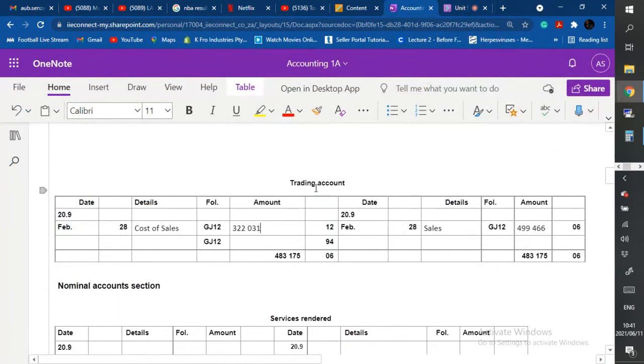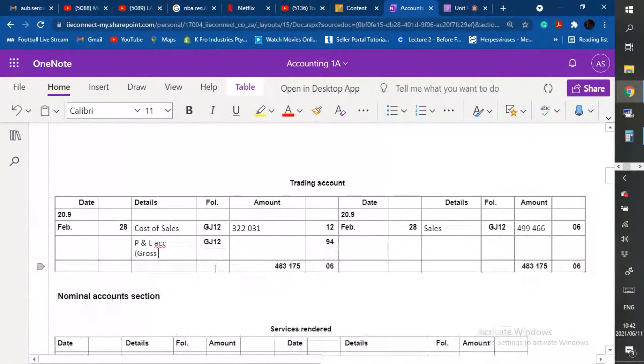Right, so now we need to close off the trading account to the profit and loss. Already we can see the credit side is the bigger side, so we know that we're going to have a debit entry. If our cost of sales is less than our sales, our income, that means that here we made a gross profit.